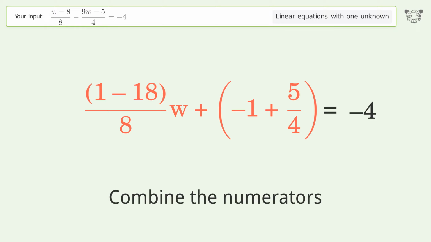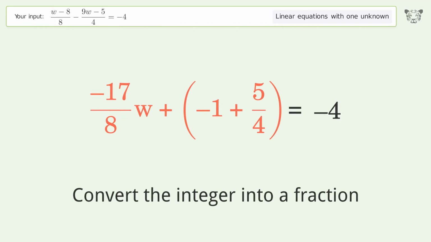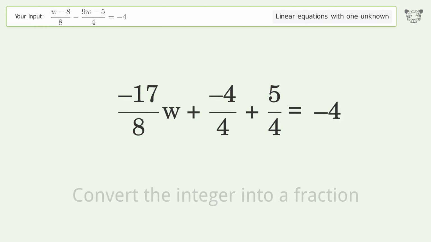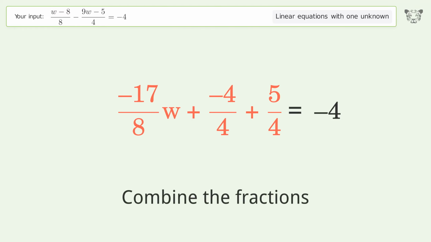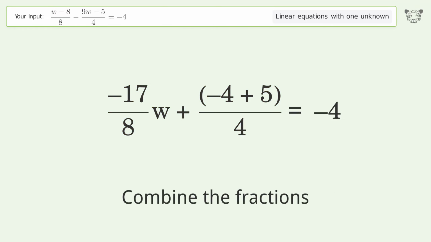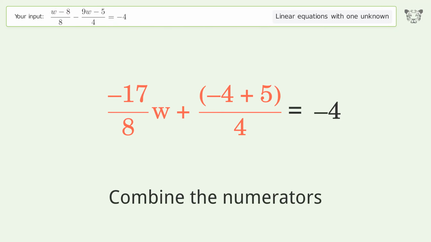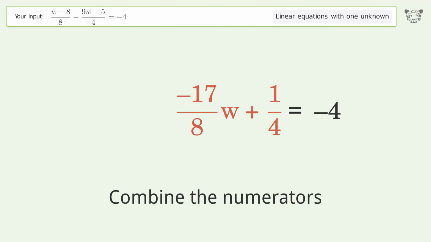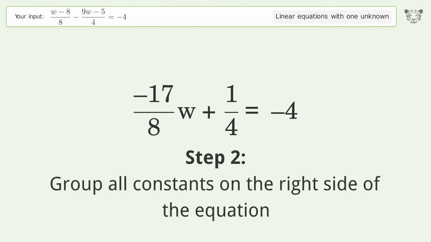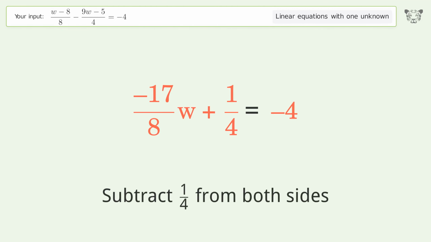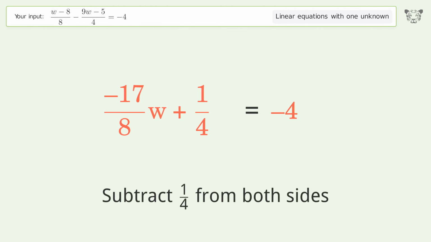Combine the numerators. Convert the integer into a fraction. Combine the fractions. Combine the numerators. Group all constants on the right side of the equation. Subtract 1/4 from both sides.